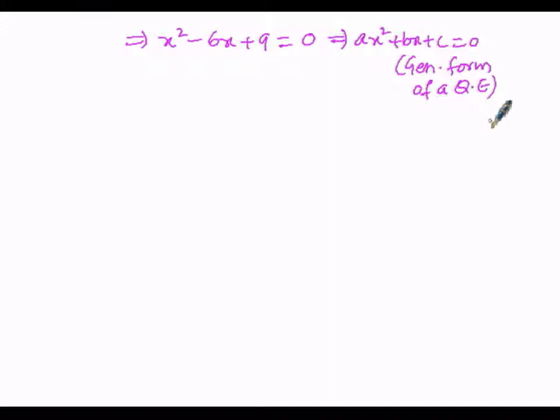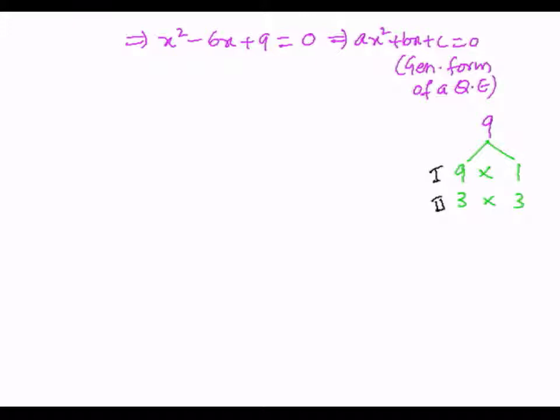So 9 can be split into factors: 9 into 1, or else we can write it as 3 into 3. Either by adding the two factors or by subtracting them, we must get the middle term, that is 6. So let us go for the first option.